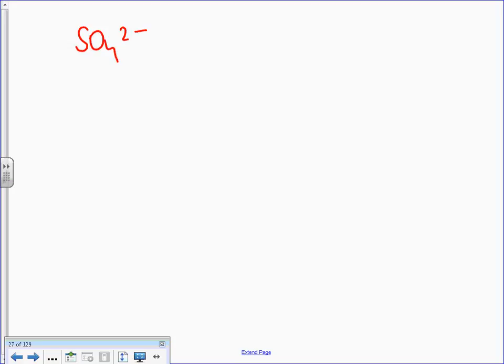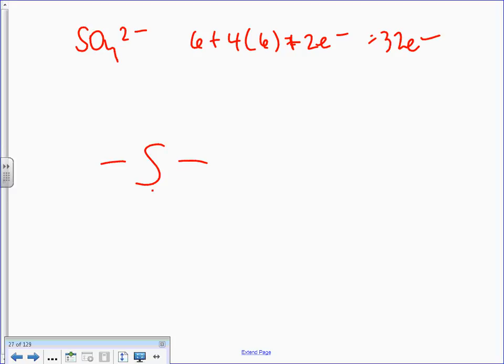Including the charge? So sulfur has 6 plus 4 times 6 for oxygen plus 2 electrons because of the net charge of 2. So that's 32 electrons. So who goes in the middle? Sulfur. And then 4 oxygens on the outside, right? Where did you guys add all your electrons? All of them in the oxygens.